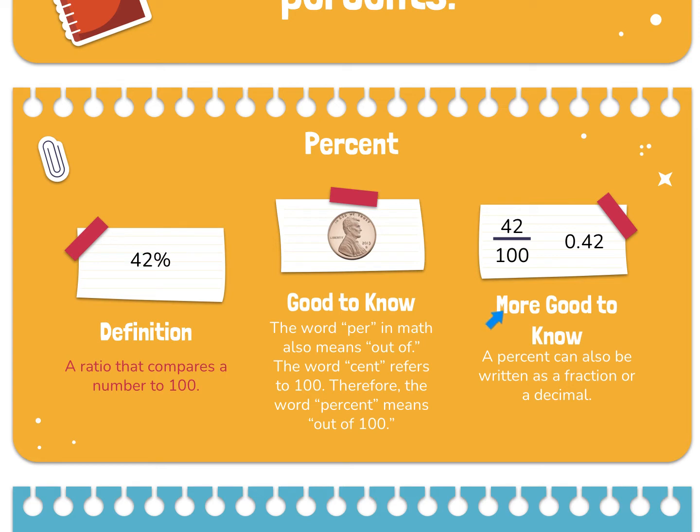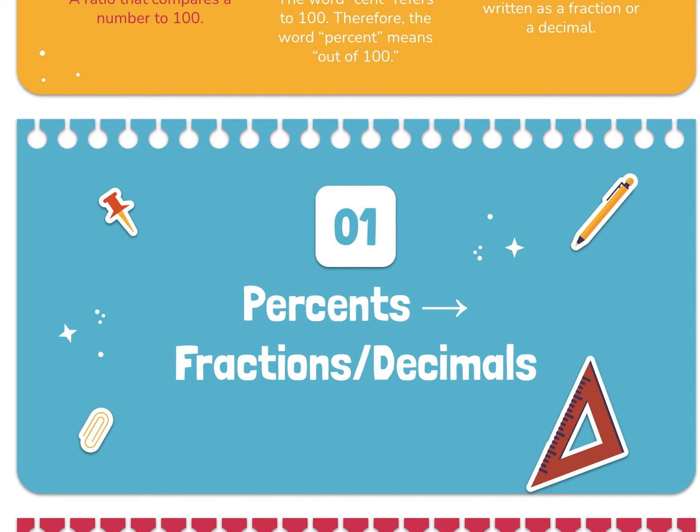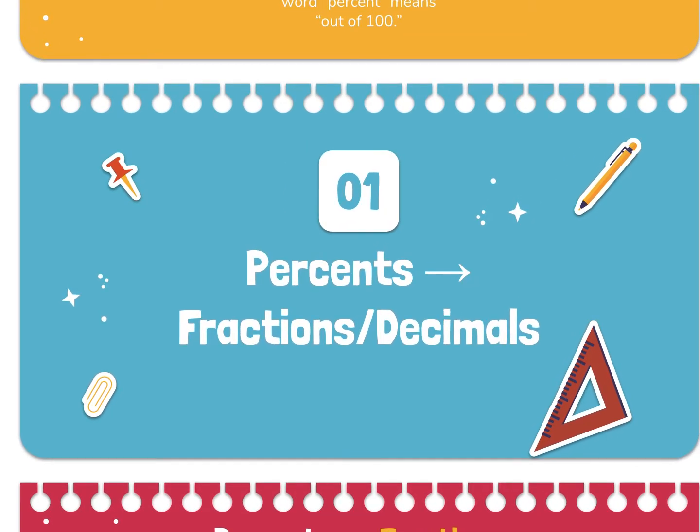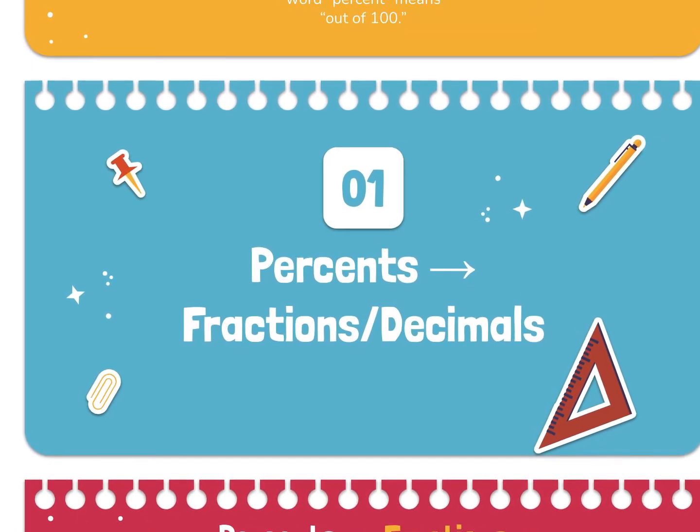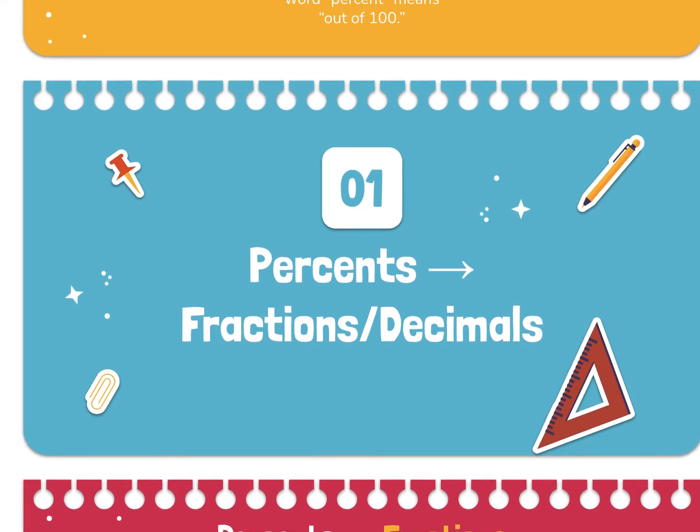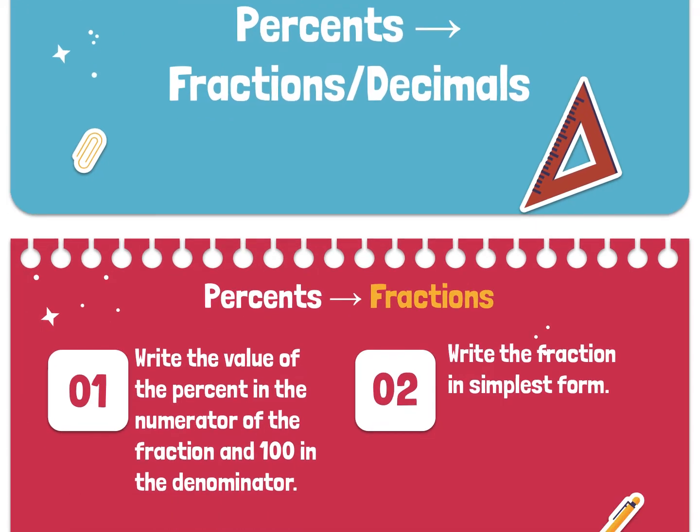A percent can also be written as a fraction or a decimal. So 42% or 42 out of 100 can be written as 42 over 100, 42 hundredths, or as a decimal, 0.42. What we're going to see first are two examples of converting a percent into fractions and decimals.